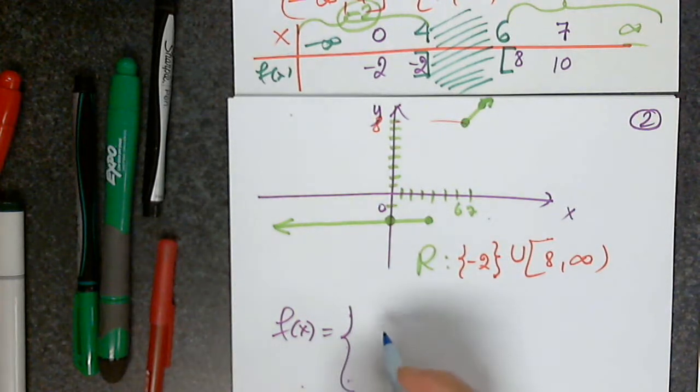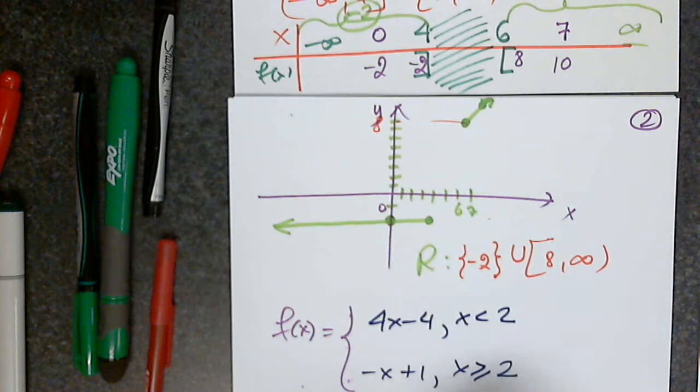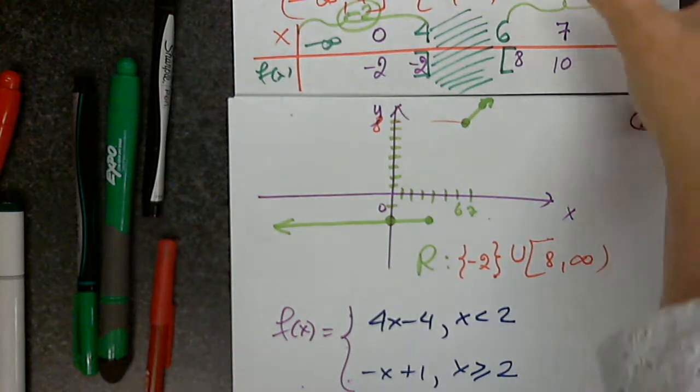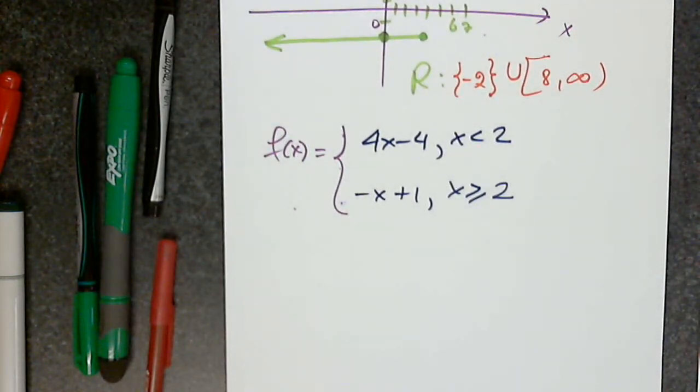So f of x is 4x minus 4 for x less than 2, and it's negative x plus 1 for x greater than or equal to 2. Can you move it up a little bit, please? Oh, yes, of course. I'm sorry. Of course, we're asked to graph.